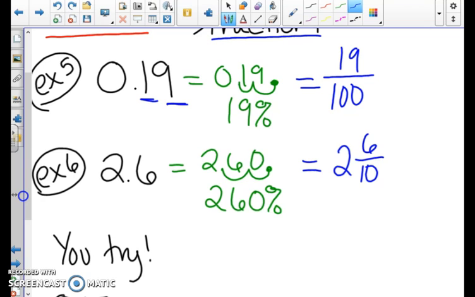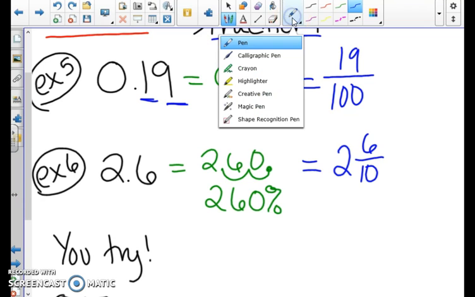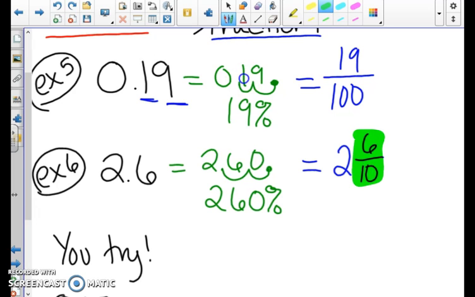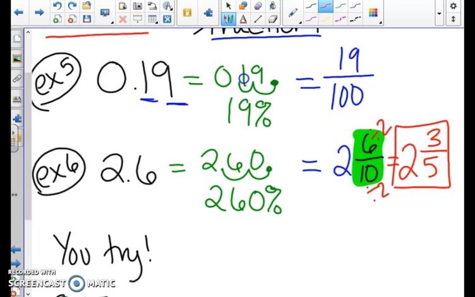6/10. 2 and 6/10. Now, what you should be looking at right now is that this is by no means reduced. I know it's not reduced because they're both even, so I can divide top and bottom by 2. 6 divided by 2 is 3. 10 divided by 2 is 5. This is reduced, and that is my fraction. And here's a fun little reminder from 6th grade, actually.